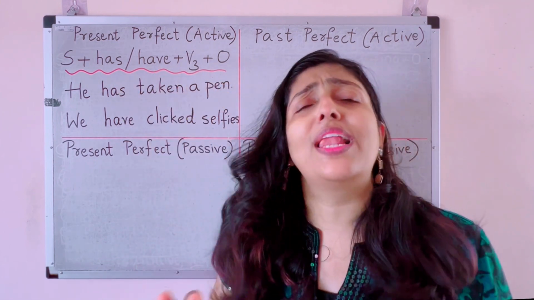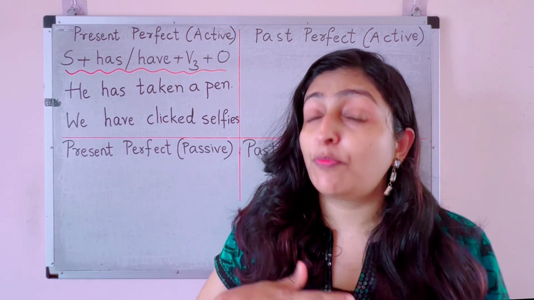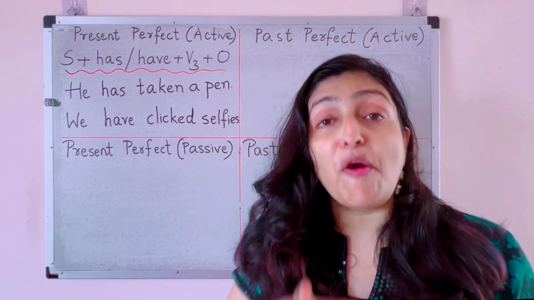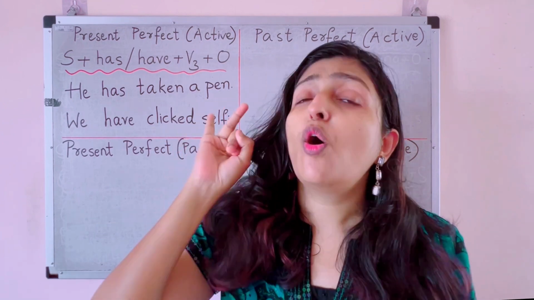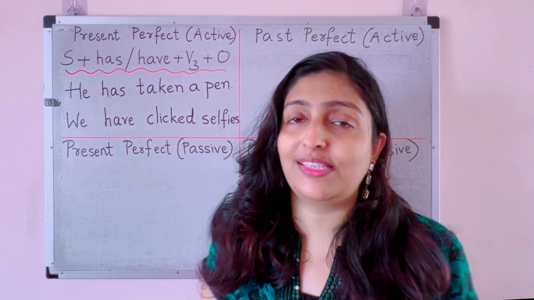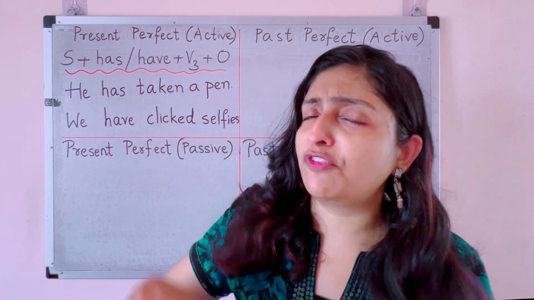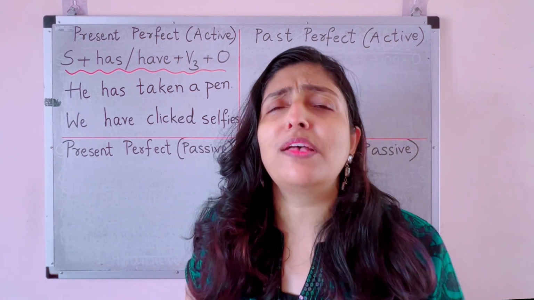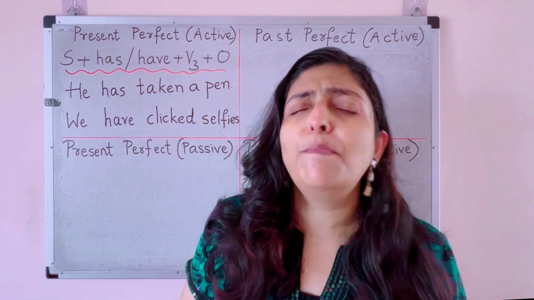I have been telling one thing over and over again in my previous videos as well. That is, if it's a perfect, then there should be has or have or had in your sentence, depending on whether it is present or past. If it is present, there will be has or have. If it is past, then there will be had. That is imperative. It's important.